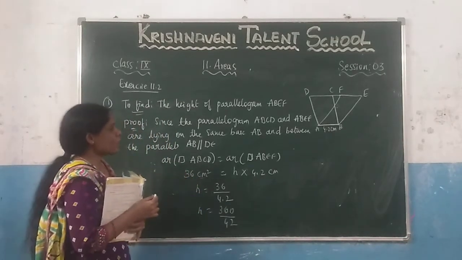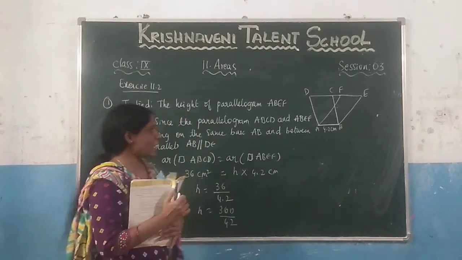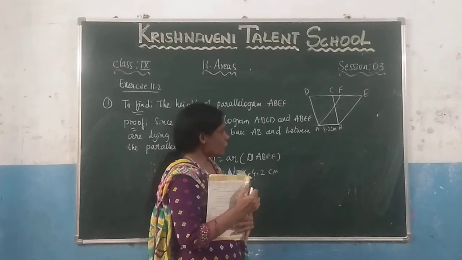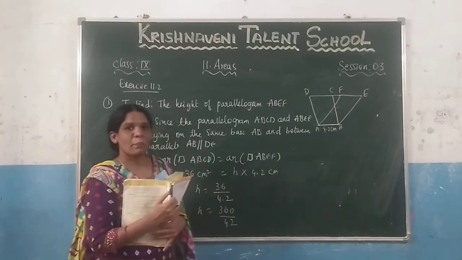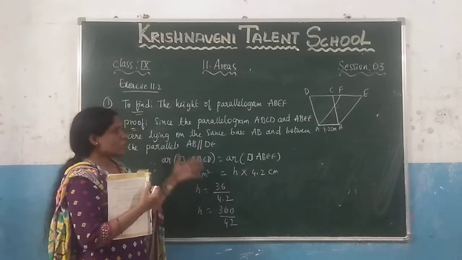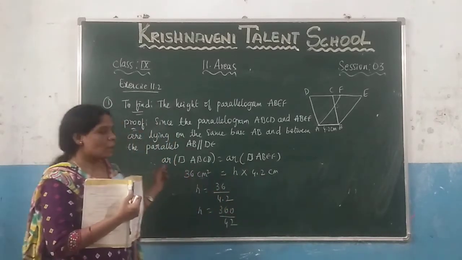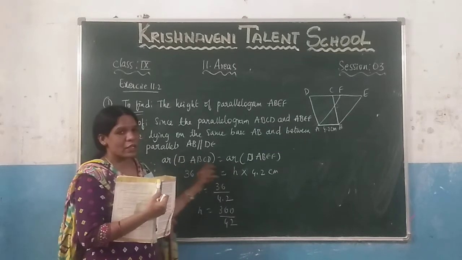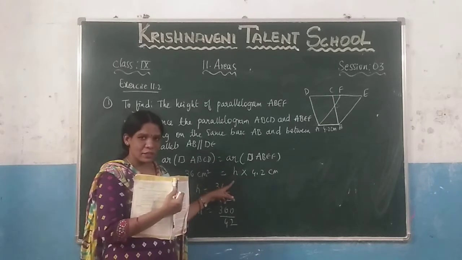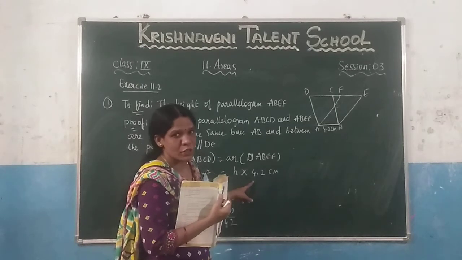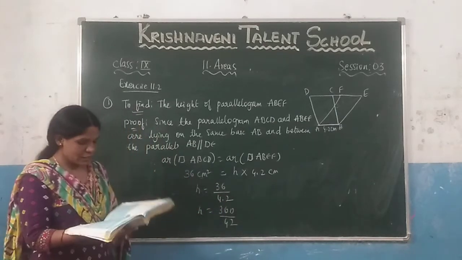So here what they have given is the area of the parallelogram ABCD, which is 36, and they have given the base length, which is 4.2, and they ask you to find the height of the parallelogram ABEF. By the theorem we can state: the parallelograms that are lying on the same base and between the same parallels are equal in area. Based on that, we conclude these two areas are equal, and they have already given this area, which is 36, and we have to calculate the height, and you know the base, which is 4.2. So if you calculate here, you will get the height of the parallelogram. Now see the second question.